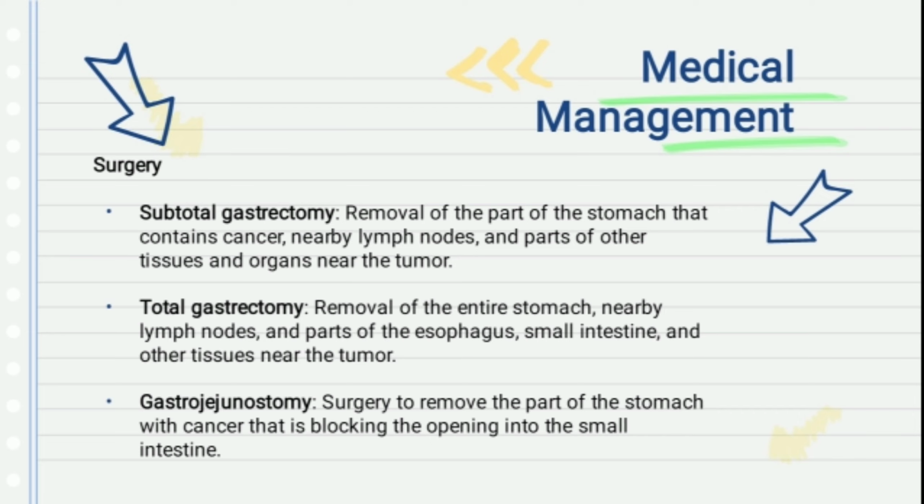So maybe the spleen may be removed. Next is the total gastrectomy, meaning the removal of the entire stomach, nearby lymph nodes and parts of the esophagus, small intestine, and other tissues near the tumor. So the spleen may be removed. Then the esophagus is connected to the small intestine so the patient can continue to eat and swallow. The next is the gastrojejunostomy, meaning the surgery to remove the part of the stomach with cancer that is blocking the opening into the small intestine.